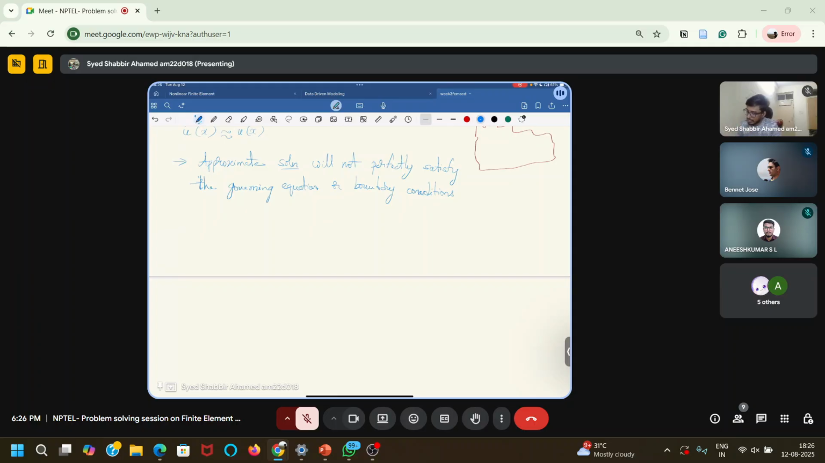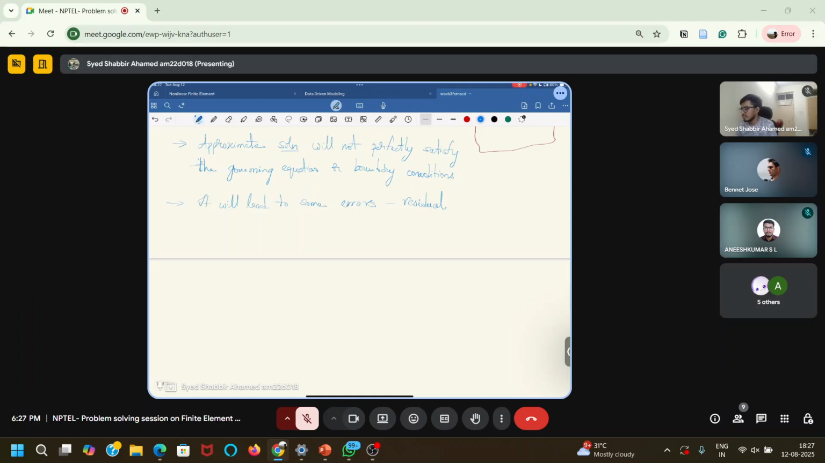Because it doesn't satisfy exactly the governing equation or the boundary conditions, it will have some kind of error. Obviously, because this is approximate, it will lead to some errors. We can call those errors residuals, okay? Because it is what is left after doing some filtering, we can call it an error or a residual.